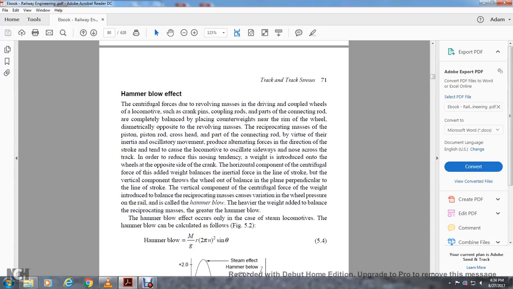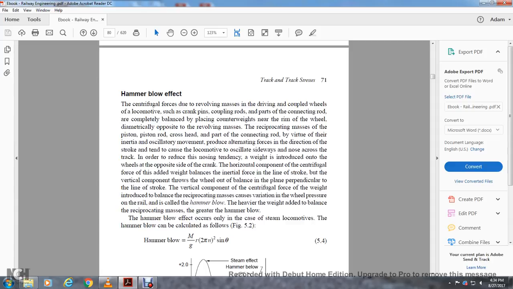a weight is introduced onto the wheel on the opposite side of the crank. The horizontal component of the centrifugal force of that weight balances the inherent forces in the line of stroke, but the vertical component throws the wheel out of balance in the plane perpendicular to the line of stroke. The vertical component of the centrifugal force of the weight introduced to balance the reciprocating mass causes a variation of the wheel pressure on the rail, called the hammer blow. The heavier the weight added to balance the reciprocating mass, the greater the hammer blow.